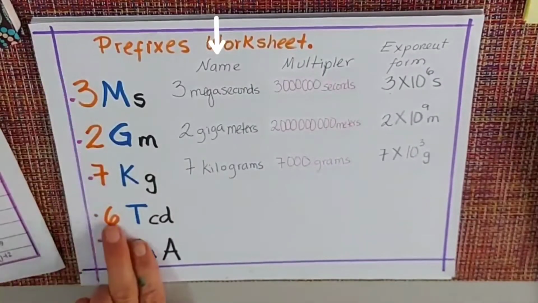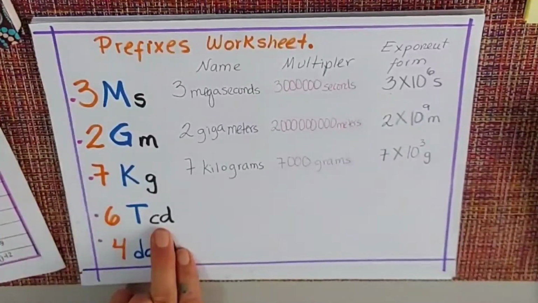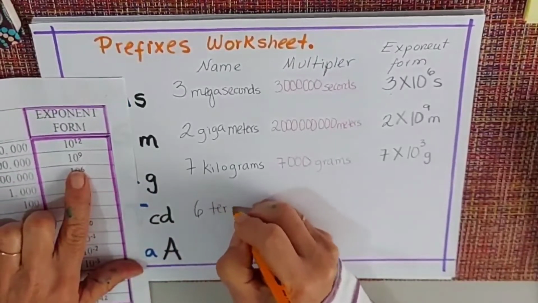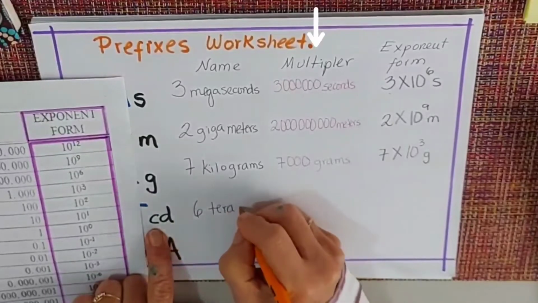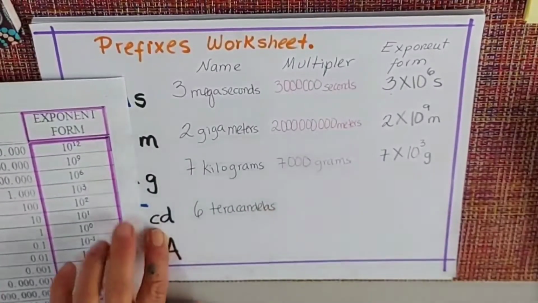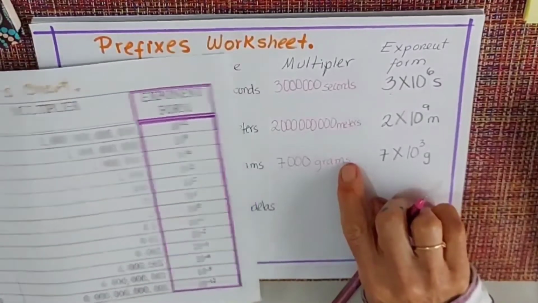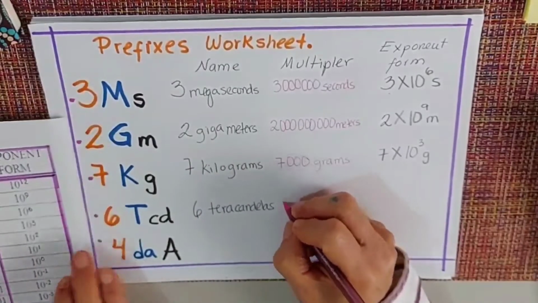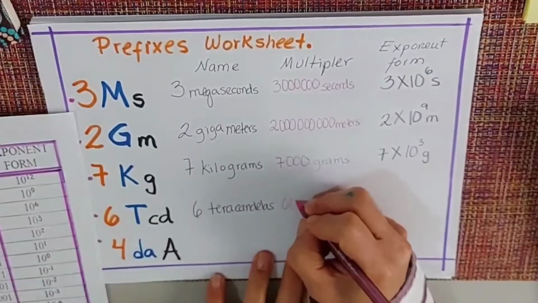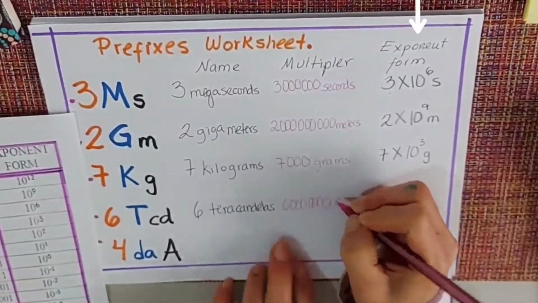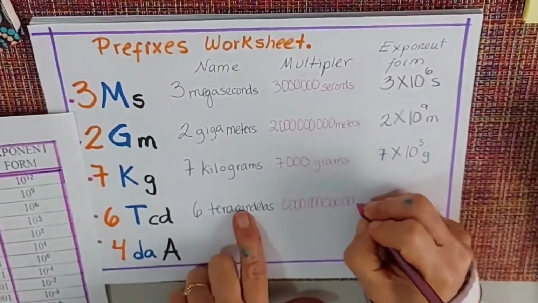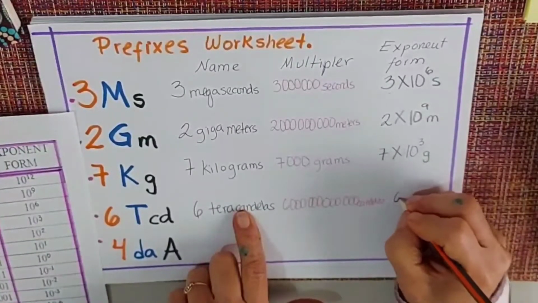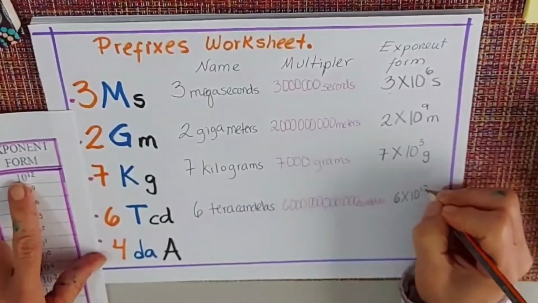Now, 6 teracandelas. Now we are going to write 6, capital T is tera, and CD is the symbol of candelas. We are going to write the multiplier, 6, 3, 6, 9, 12 zeros, candelas. And finally, we are going to write the exponent form, 6 times 10 to the 12th power, and the symbol of the unit.